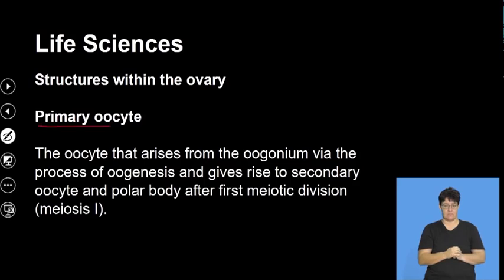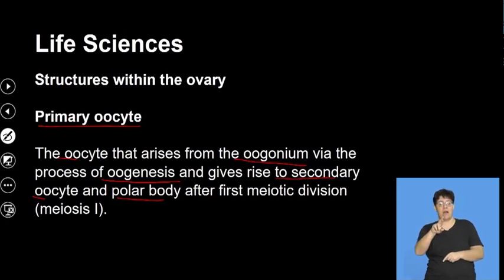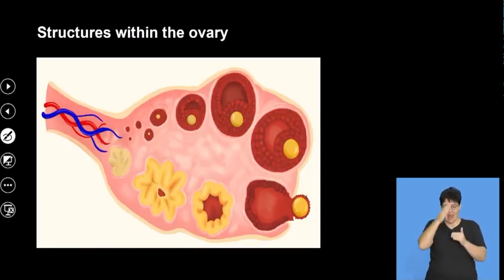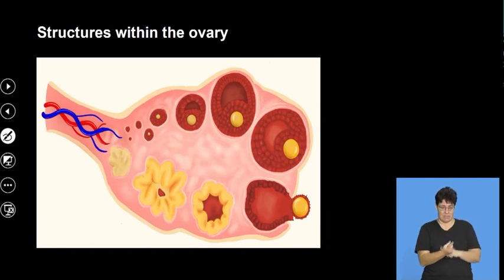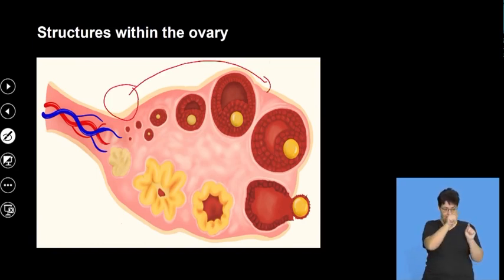So, an overview of the primary oocyte. This is the oocyte that arises from the oogonium via the process of oogenesis, essentially the development of the egg through meiosis, and will give rise to a secondary oocyte and a polar body, which is another small structure that divides from the original oocyte. This occurs at the end of the first meiotic division. That points to the development of this follicle here, which we refer to as the primary follicle.